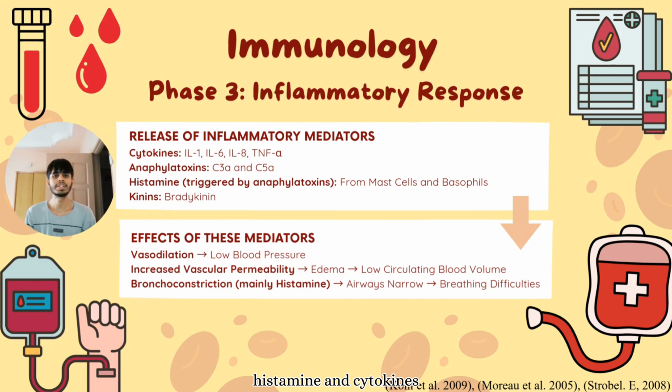The bradykinin, histamine, and cytokines caused Jack's blood vessels to widen significantly, resulting in the drop in blood pressure that was observed. This hypotension was further exacerbated by increased vascular permeability, which allowed fluid to leak from his blood vessels into the surrounding tissues, reducing his circulating blood volume. Concurrently, the histamine and other mediators narrowed Jack's airways and led to the breathing difficulties he experienced. This inflammatory storm explains why Jack's condition deteriorated so rapidly after receiving the incompatible blood transfusion.